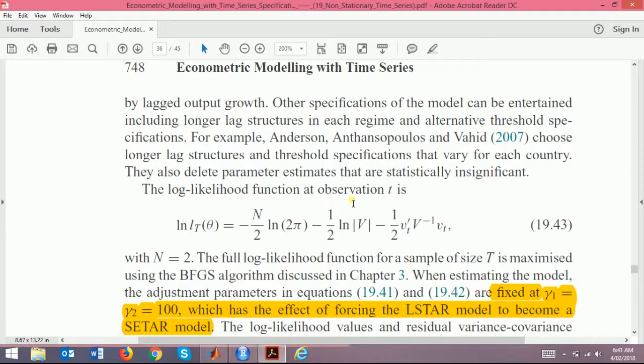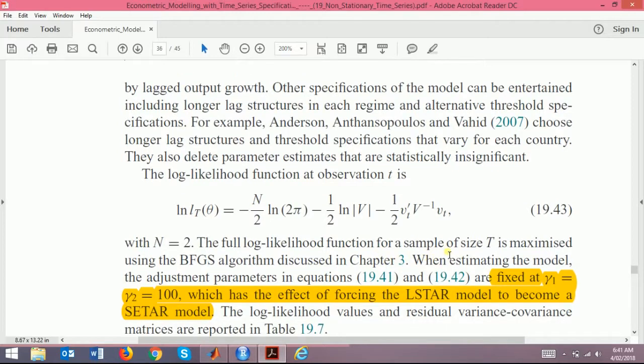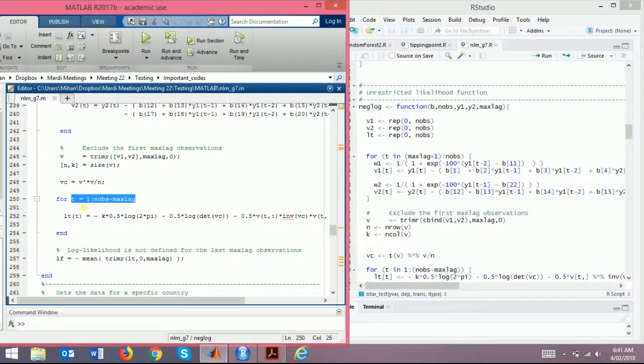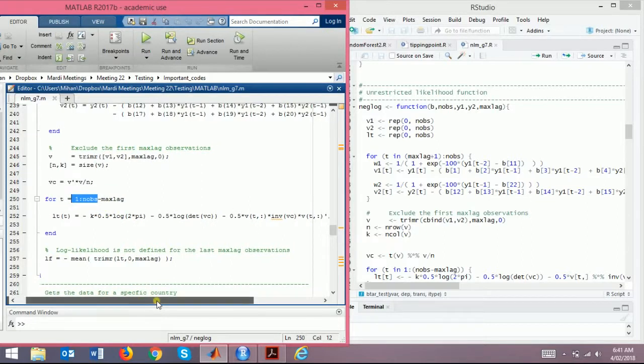The log likelihood function and observation t, with n equal to T; the full likelihood function for the sample of T is maximized, and estimating the model we adjust the parameter. This has never been discussed in the chapter, why we are doing y minus. So anyway, number of observations t minus yt minus 1. Okay, fine, I have no problem with that.